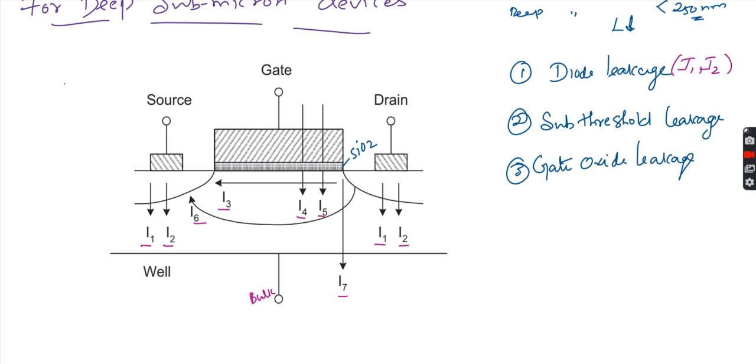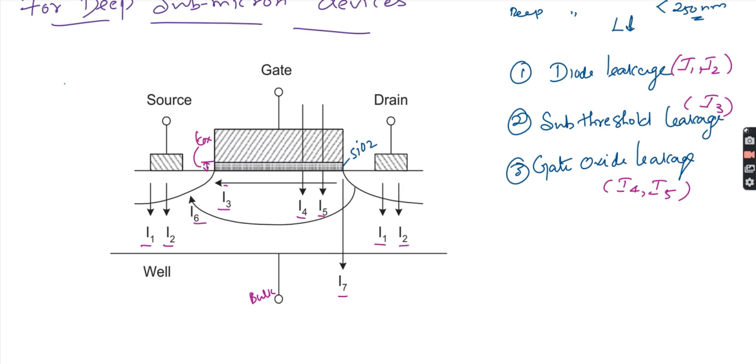Then subthreshold leakage. Which is the subthreshold leakage here? It is nothing but I3. Next, gate oxide leakage. The gate oxide leakages are I4 and I5. This is the gate oxide leakage because this one is nothing but the oxide, correct?